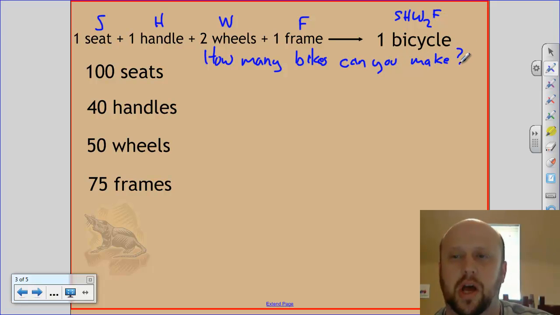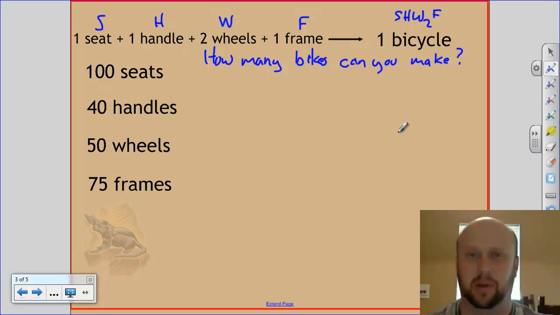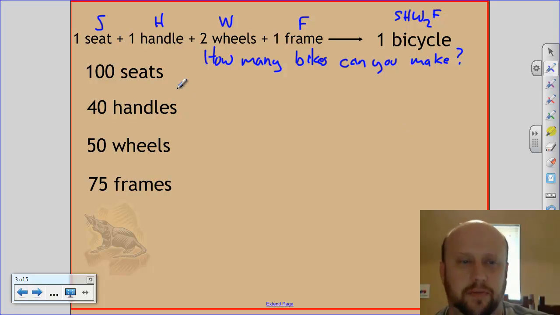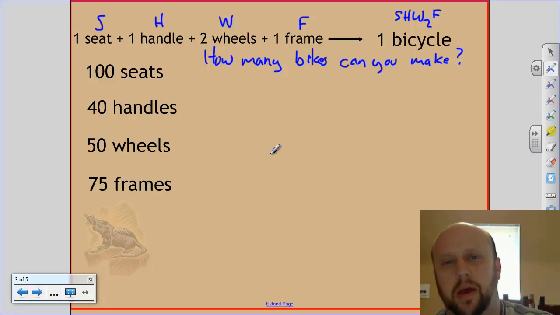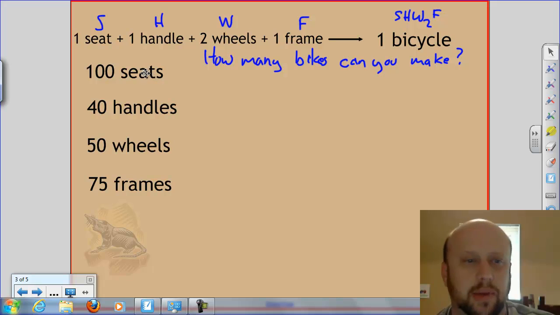Okay, because that's kind of an important question. You're trying to do inventory and plan out your budget and your bills, and you're thinking, okay, I'm going to sell so many bikes and make so much money. I need to know how many bikes I can actually construct out of these materials. So what I need to find out is what is the limiting reactant, or in this case, since it's not really chemicals, what is the limiting ingredient, or the limiting part.